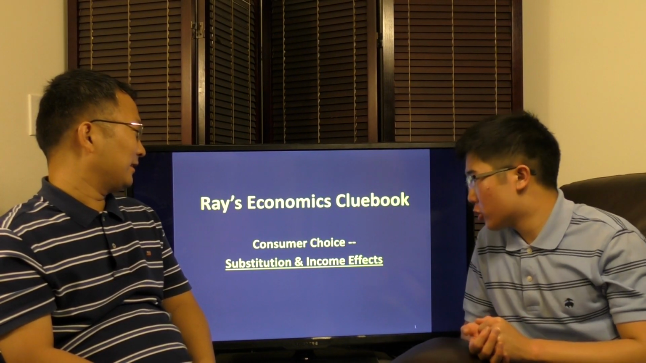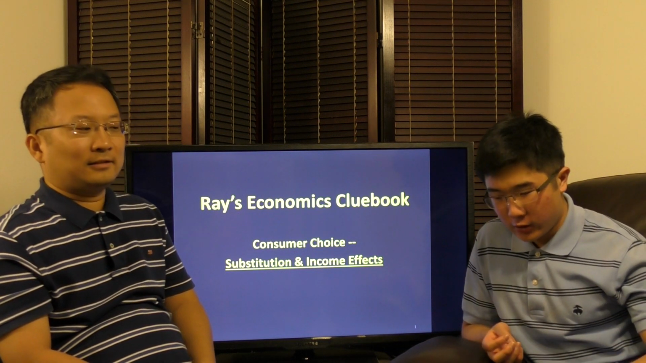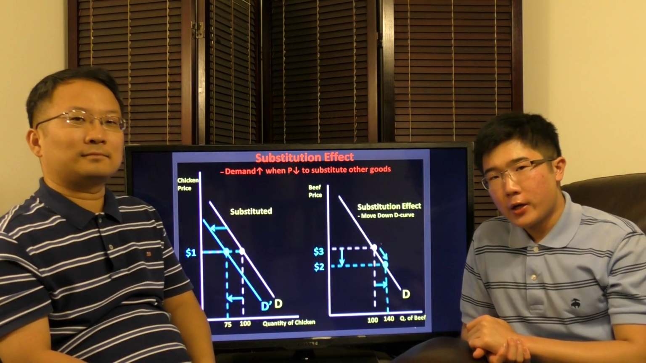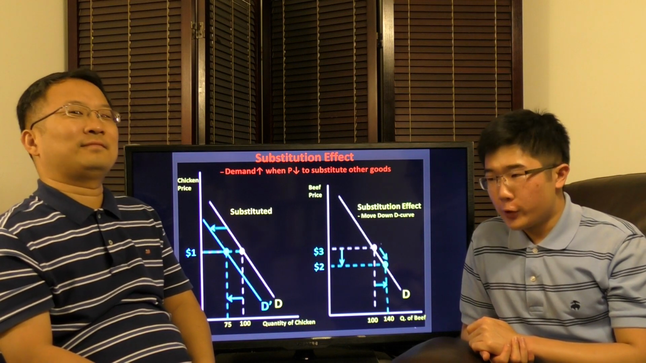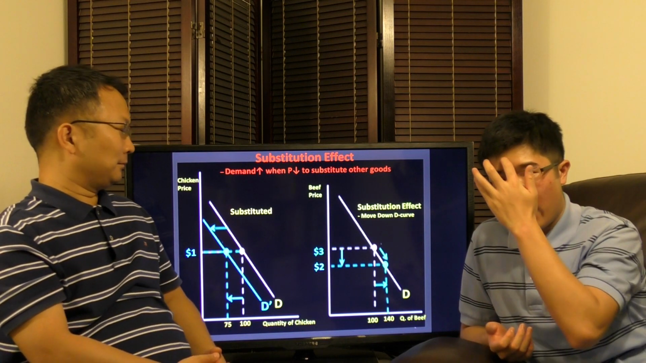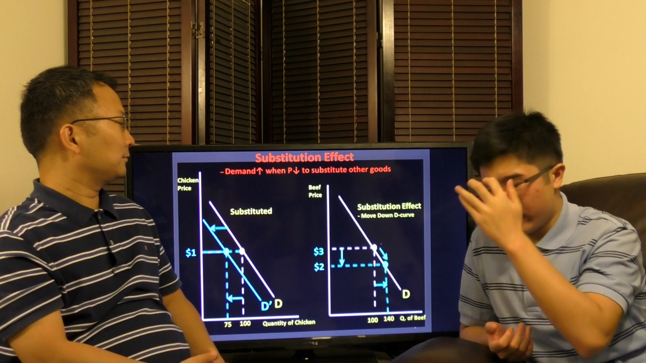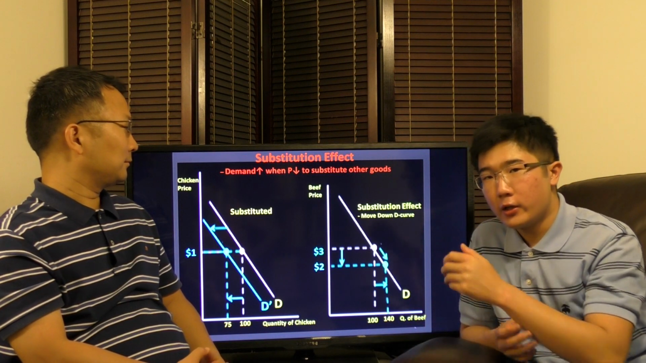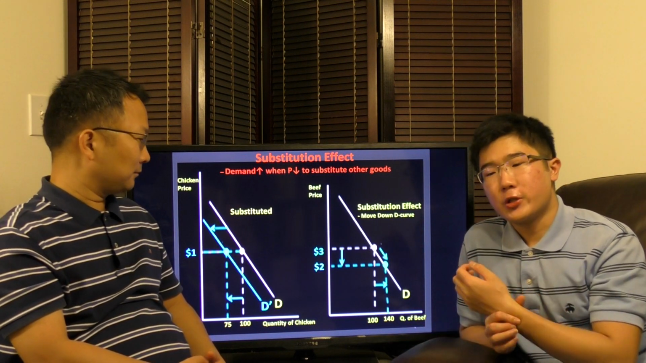Today we're talking about consumer choice and substitution and income effects. We always talk about the demand or supply of the overall aggregate economy, or maybe of a single good. But how are the demands of two goods related? So basically, we first talk about the substitution effect.